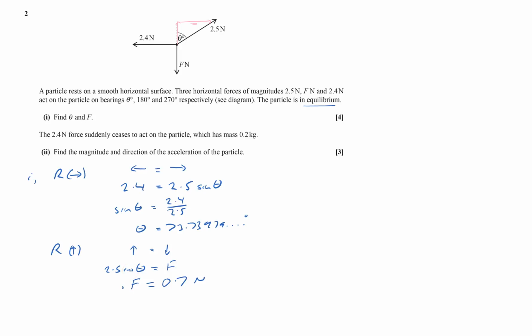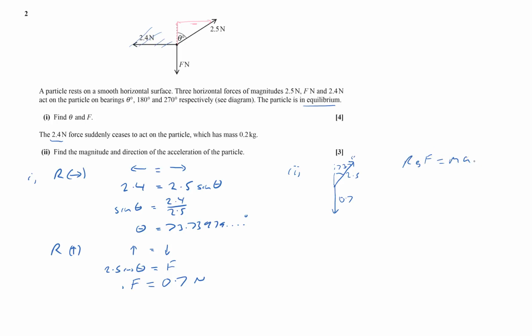That's just that bit. And the 2.4 Newton force suddenly ceases to act on the particle. So that bit disappears. Just at that bit, find the magnitude and direction of the acceleration of the particle. Well, you could just look at these two forces, that force there, and this one here we just worked out as 0.7, and that's 2.5. You could do it this way, and that angle there we worked out was 73.7 degrees, and find out that, and then use resultant force is the mass times acceleration.